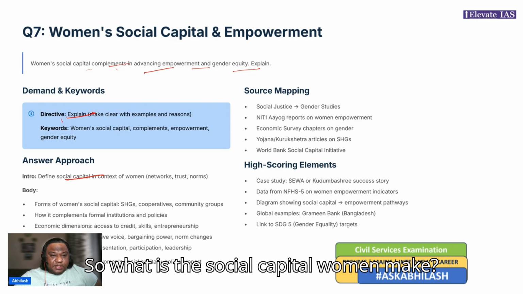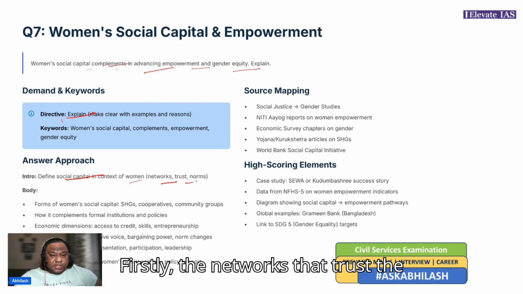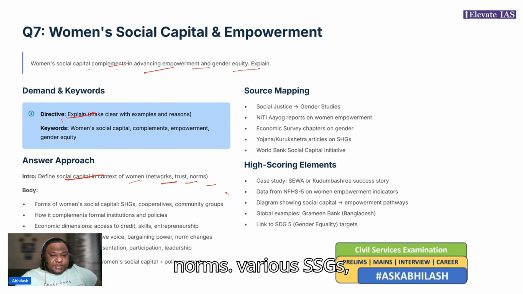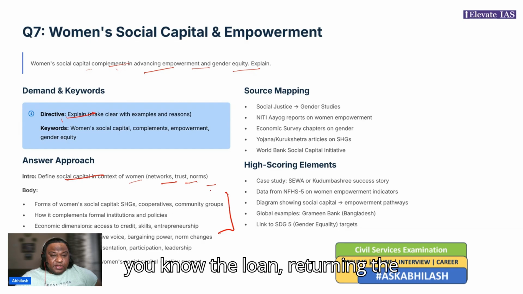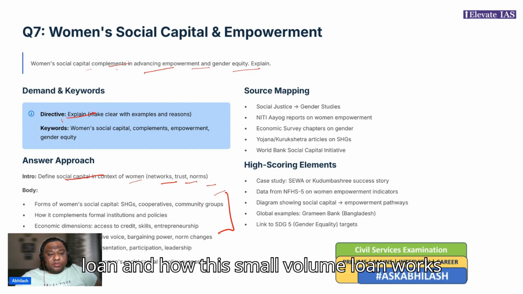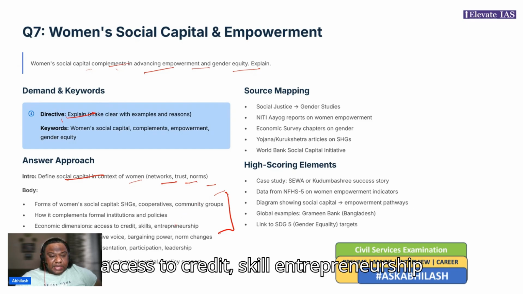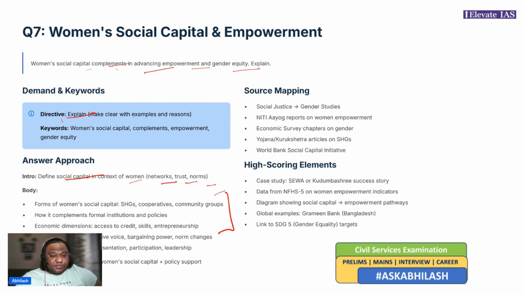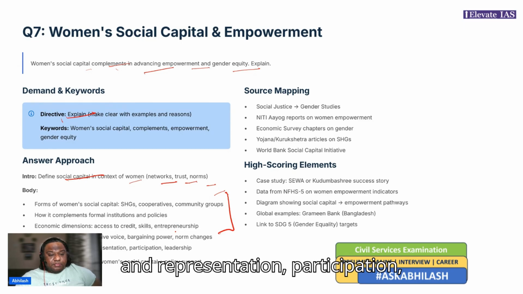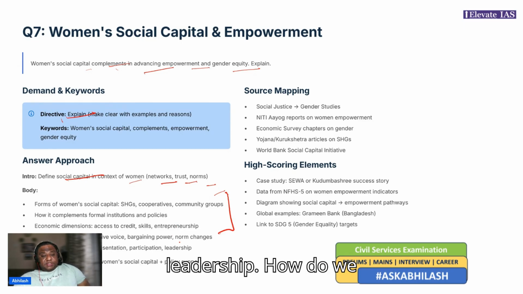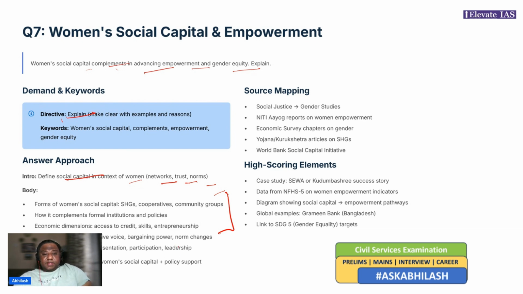So what is the social capital women make firstly? The network, the trust, the norms, various SHGs, the loan, returning the loan, and how this small and medium loan works very well, and then access to credit, skill, entrepreneurship, and representation, participation, leadership. So how do we institutionalize that?